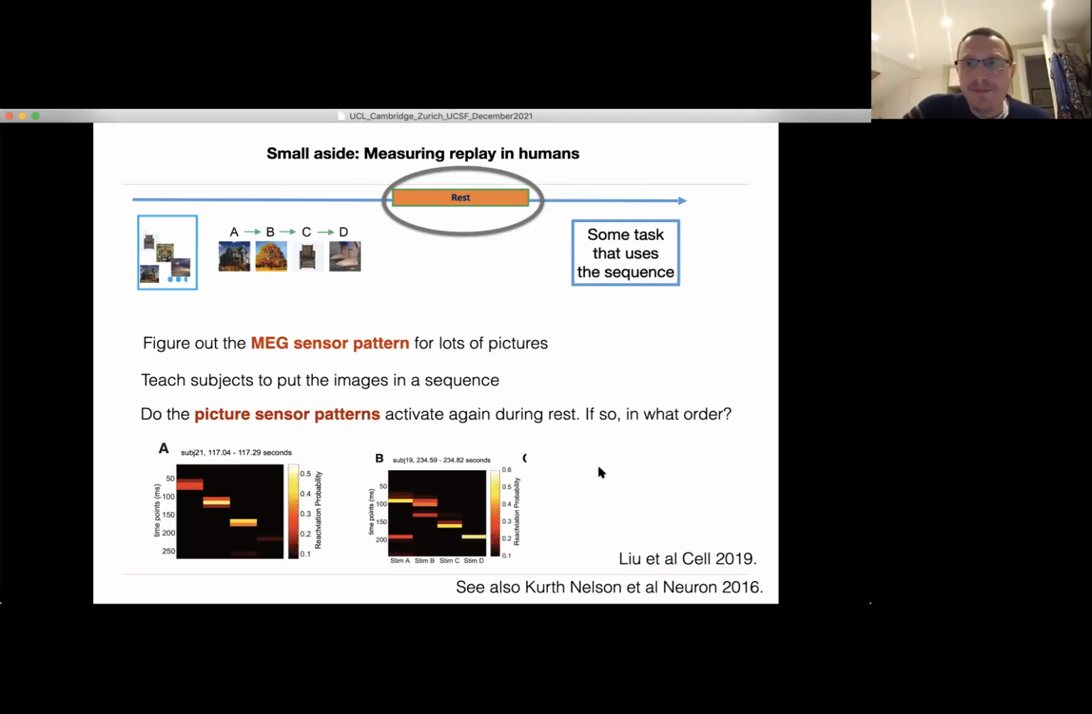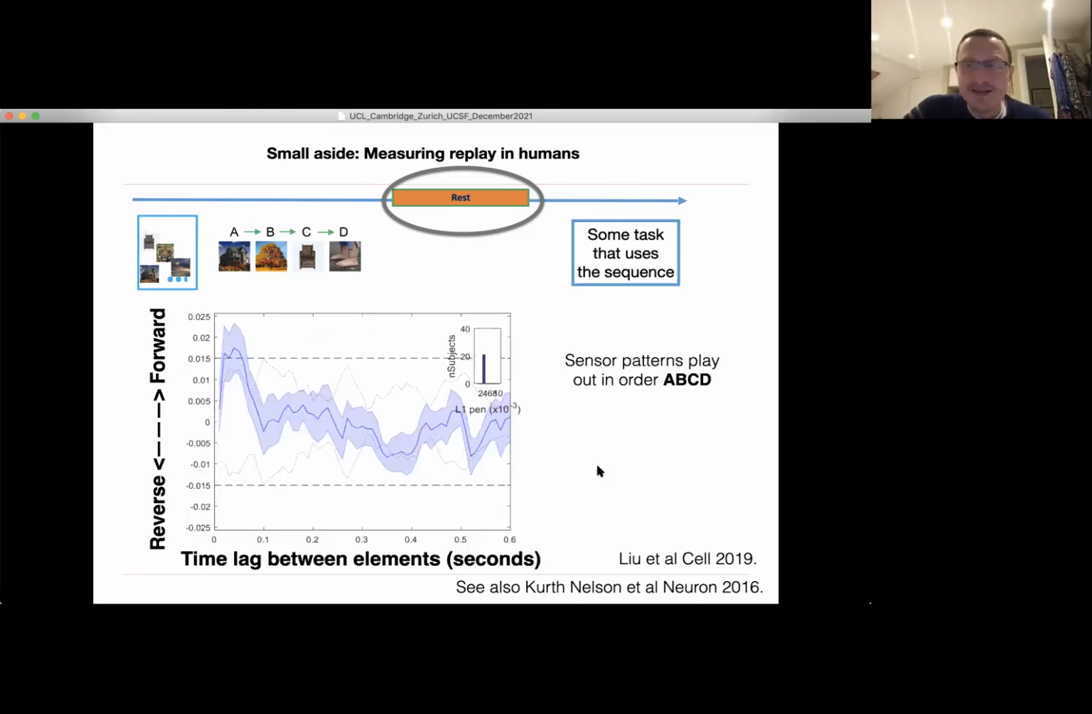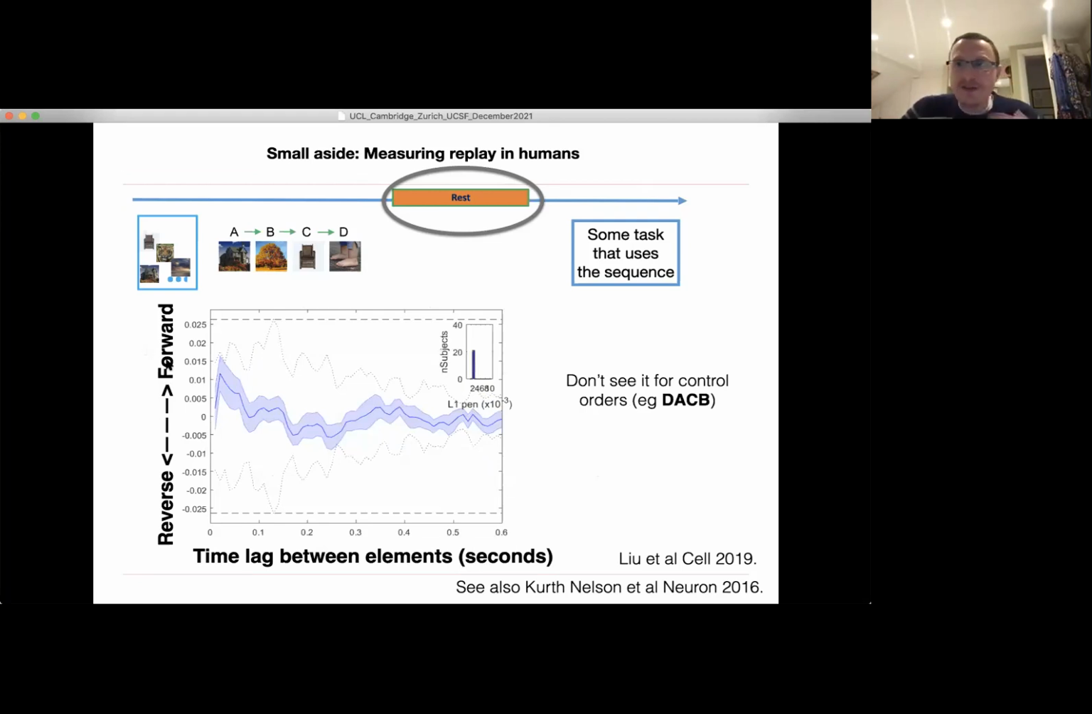Okay, just showing you those things doesn't tell you the answer. We have to do some stats. And so we made a way of doing some stats on this. And this is the kind of answer that you get at the end of the day, just so you can read this graph. It says, these sensor patterns do play out in the order A, B, C, D, because this line is up here above the dashed multiple comparison corrected shuffle permutation test. You can see that if we'd chosen a different order, D, A, C, B, the wrong order, we wouldn't have measured something like here's a control order.